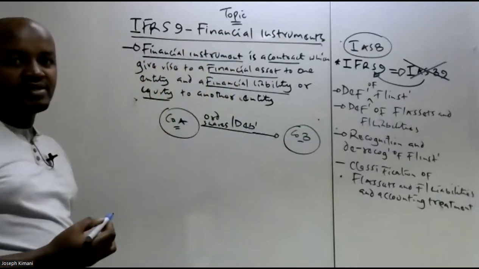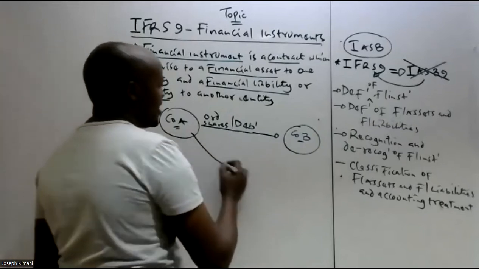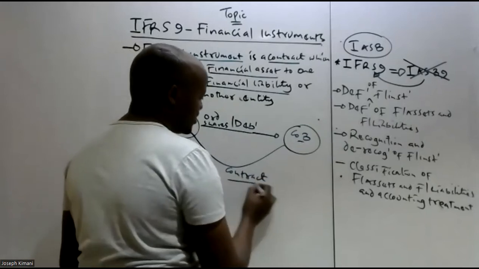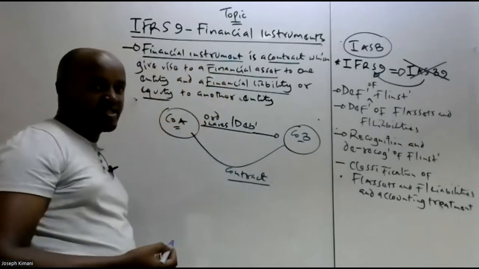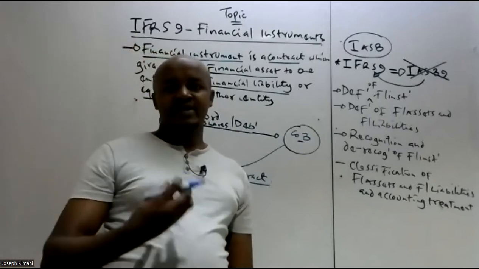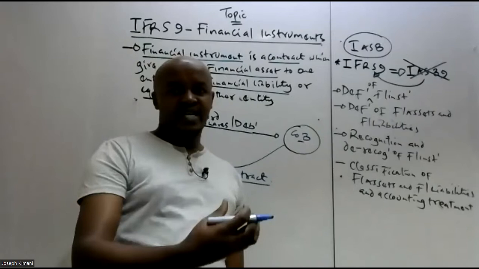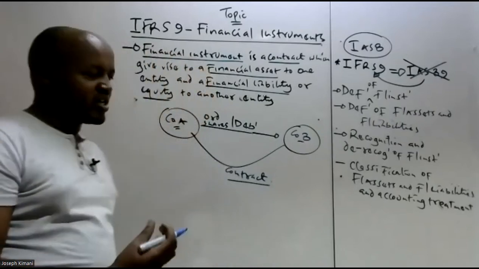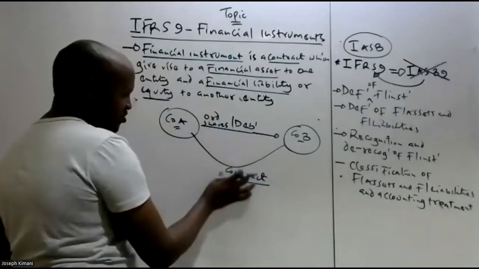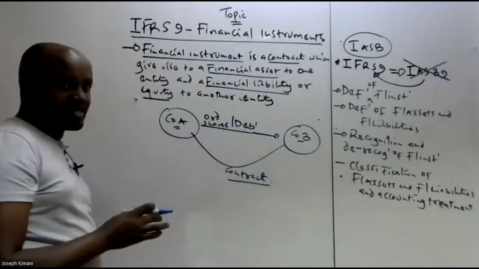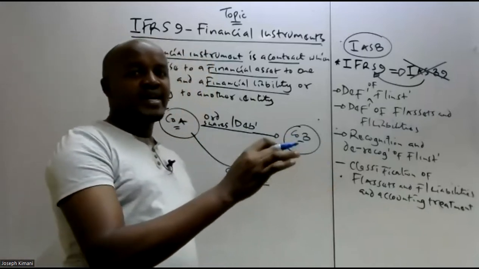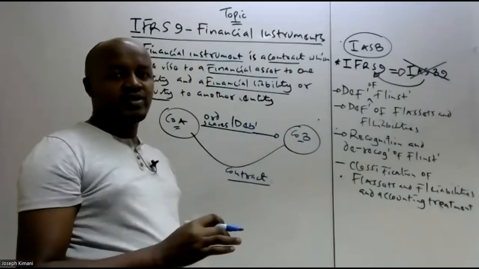What does that mean? It means that these two companies here have entered into a contract. Generally, if today you buy some shares in a company, or you buy some debentures issued by a company, then we say that you have entered into a contract with that company. And in this contract for the issue of shares or debentures, we say that it gives rise to a financial asset to one of the companies, and a financial liability or equity to the other entity.